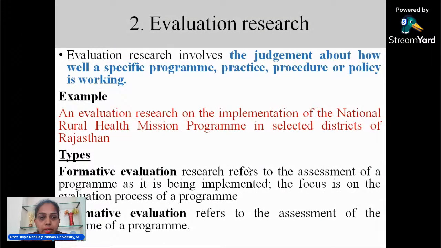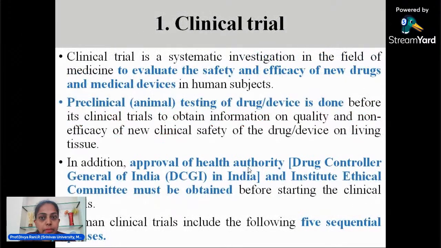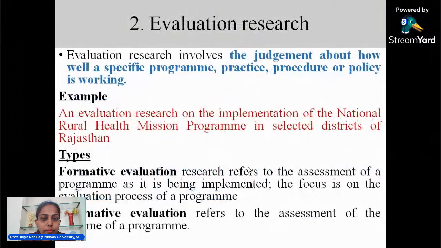Okay, clinical trial. Clinical trials are usually done in order to check the efficacy of a drug or device, and are done on human subjects. Before this, you do preclinical testing of the drug or device. Then permission or approval is taken from the health authority. Then the clinical trial is done in a sequence of five steps. So that is called a clinical trial.